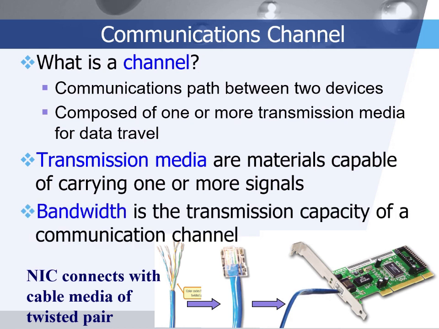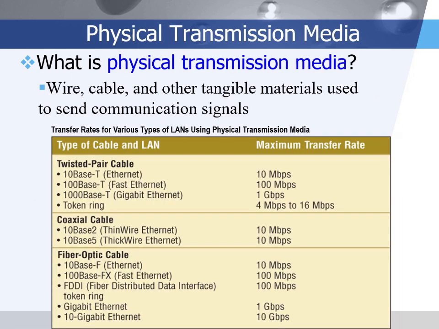Another concept is called bandwidth. It's used to measure the performance of your network media. The physical transmission media are the wire, cable, and other materials that you can use to send the communication signals. Here we show you some of the physical transmission media and also the speed of the transmission media.